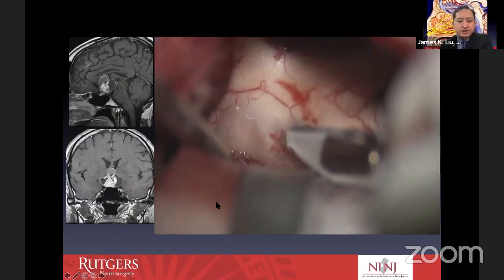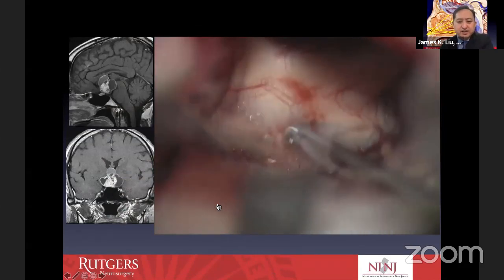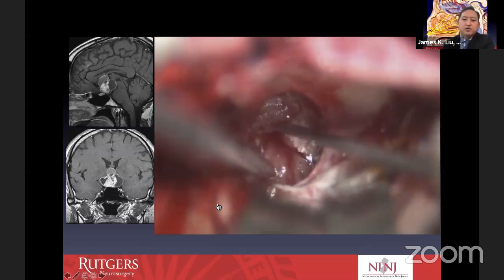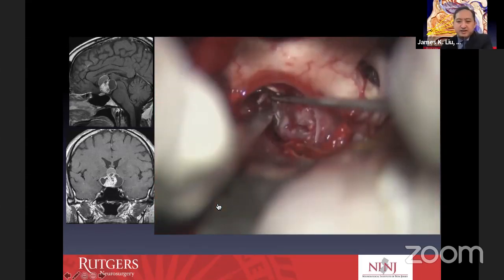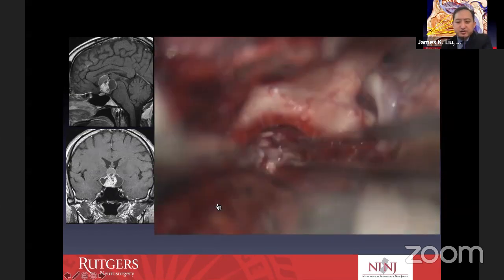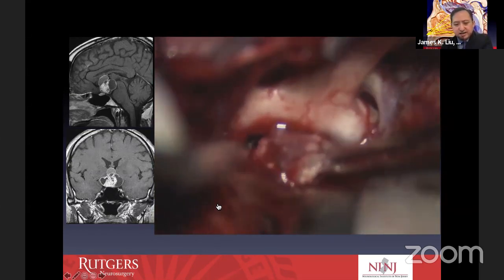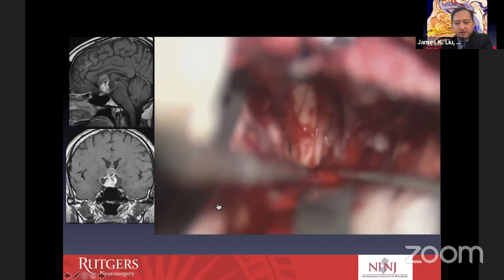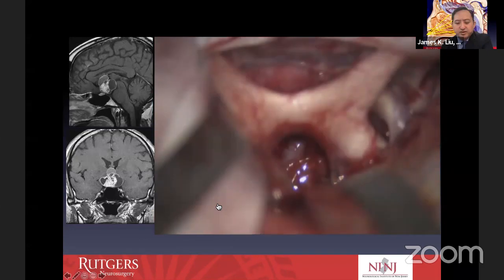So this is the video showing the subfrontal translamina terminalis approach. You open up the thin layer of the lamina terminalis and identify the tumor capsule. And after some debulking of the tumor, you come around it extracapsularly and dissect it off of the walls of the third ventricle. And it's important to use sharp dissection. There's the view of the basilar artery.